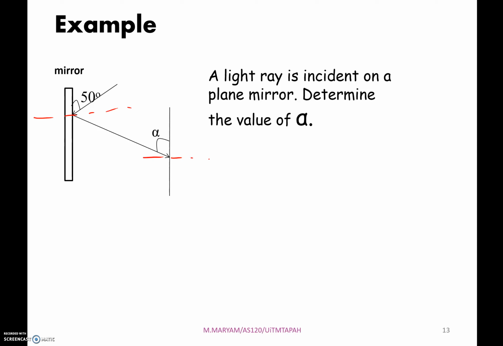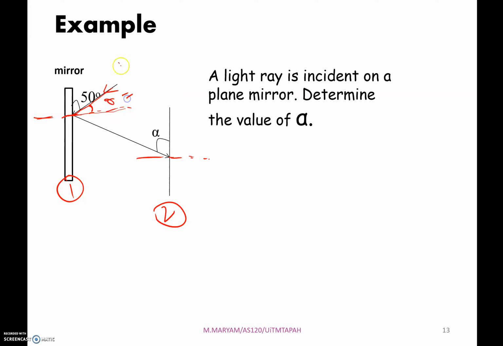A light ray is incident on a plane mirror. Determine the value of alpha. So how many surfaces do we have here? We have the first surface and we have the second surface. Of course, you have to draw the normal to the line for both surfaces and identify the incident as well as the reflected angle. Okay, so the first incident ray starts from here. So the incident angle will be between the normal line and the incident ray.